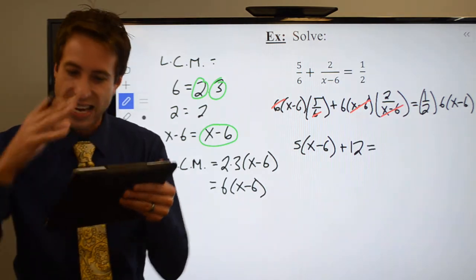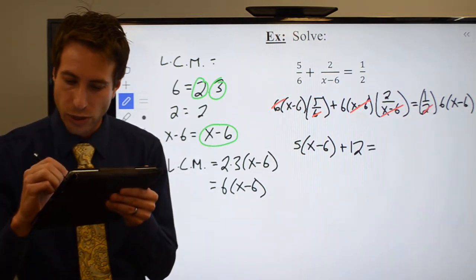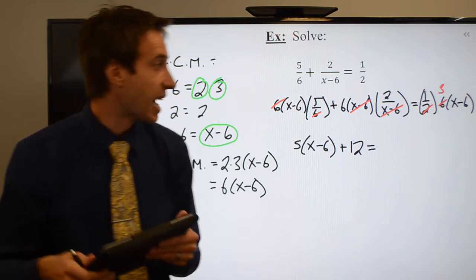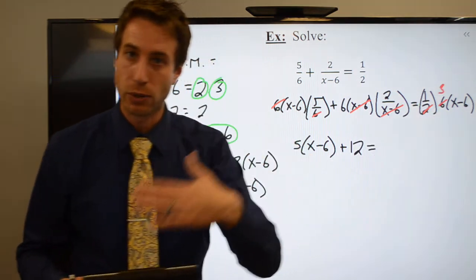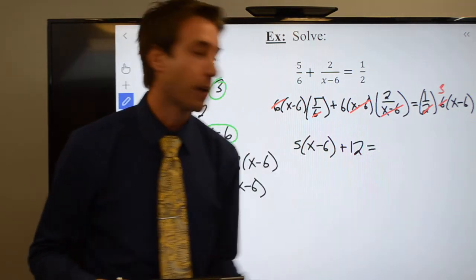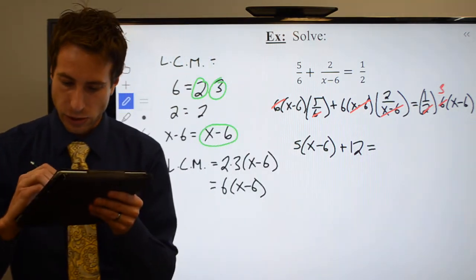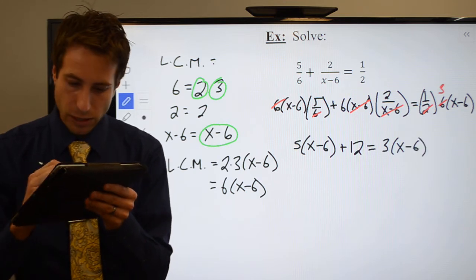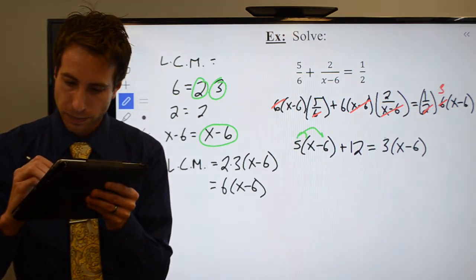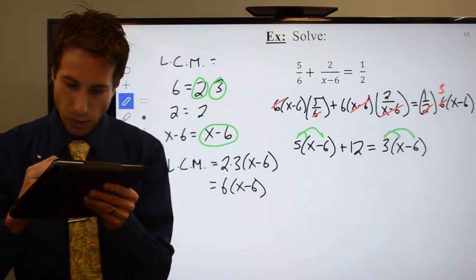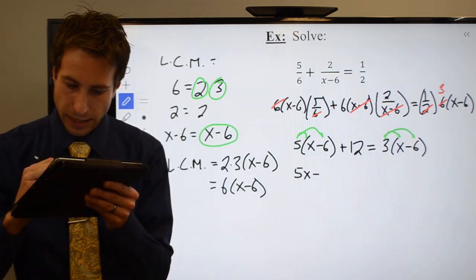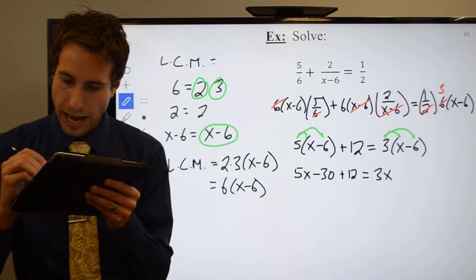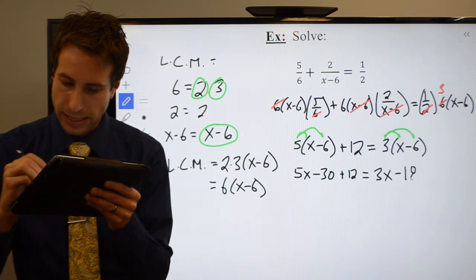And then on the other side, they don't completely go away, but the 2 will cancel with the 6 and leave you with a 3 instead. So on this side, I would have 1 times 3, which of course is just a 3, multiplied by the quantity x minus 6. So 3 times x minus 6. I got some distributing to do. I wind up with 5x minus 30 plus 12 is equal to 3x minus 18.